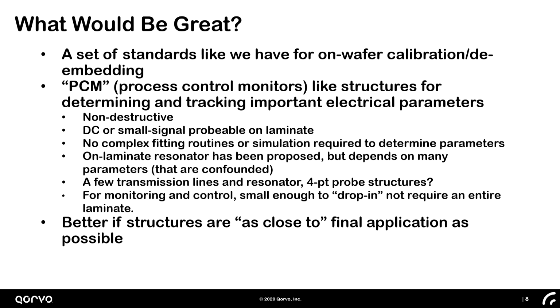So what would be great is a few transmission lines, maybe some 4-point probe structures for DC, just to monitor and control. And they've got to be small enough to not require that you use an entire strip of the laminate. And I'll show a strip later. And it's better if the structures that we use are as close to the final application as possible.